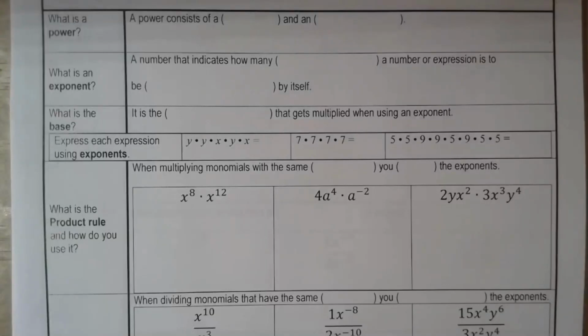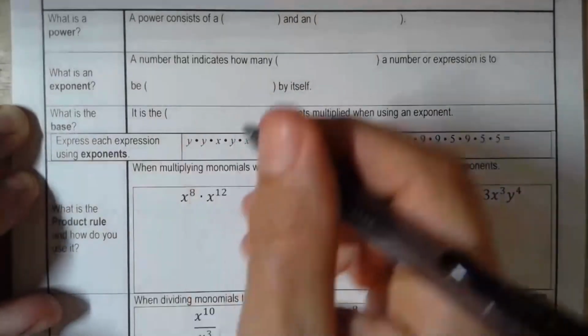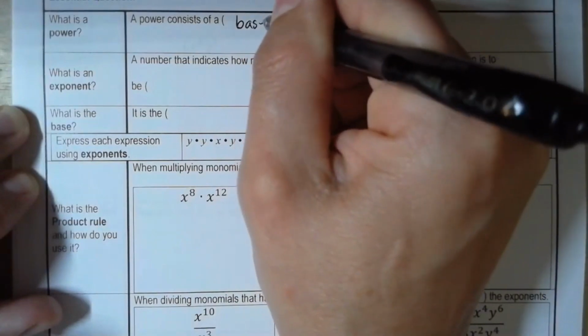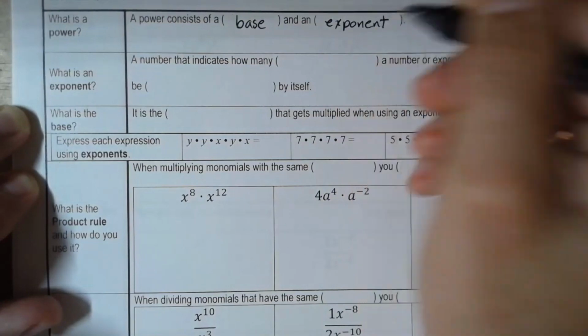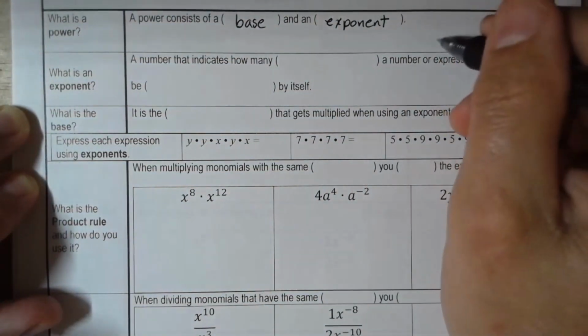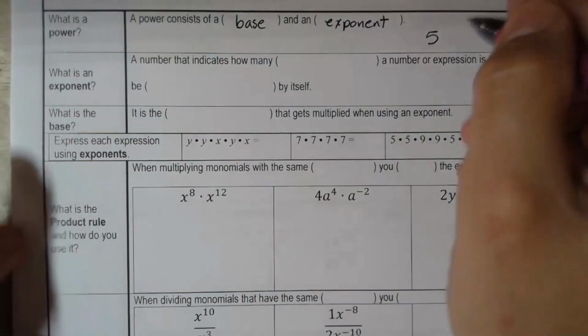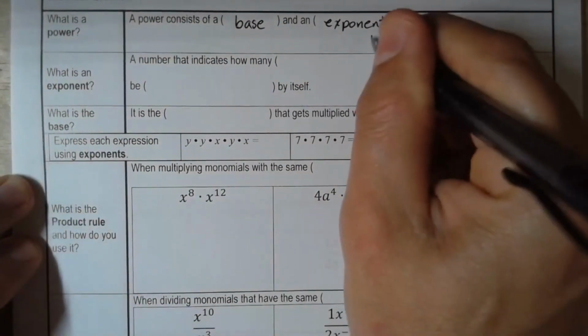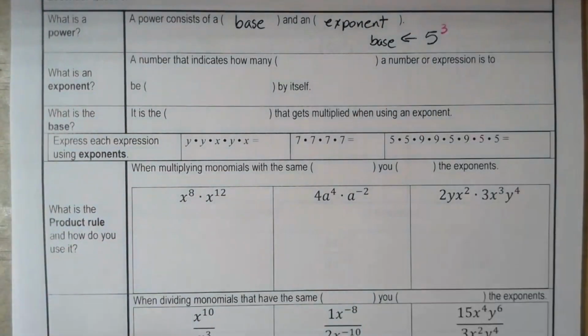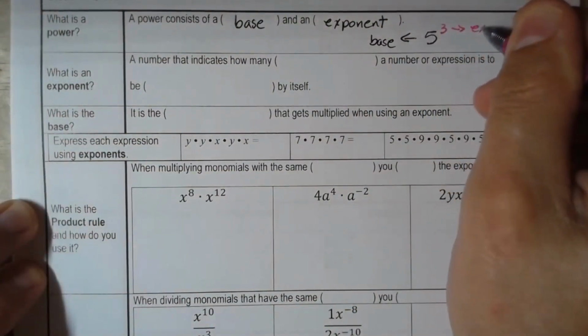Alright, in today's lesson we're going to be looking at exponents, and we have to go over a few definitions, and then we're going to learn about the product rule and quotient rule. So first, what is a power? A power consists of a base and an exponent. So for example, if I had 5, we'd say to the power of 3. 5 would be my base, and 3 would be my exponent.